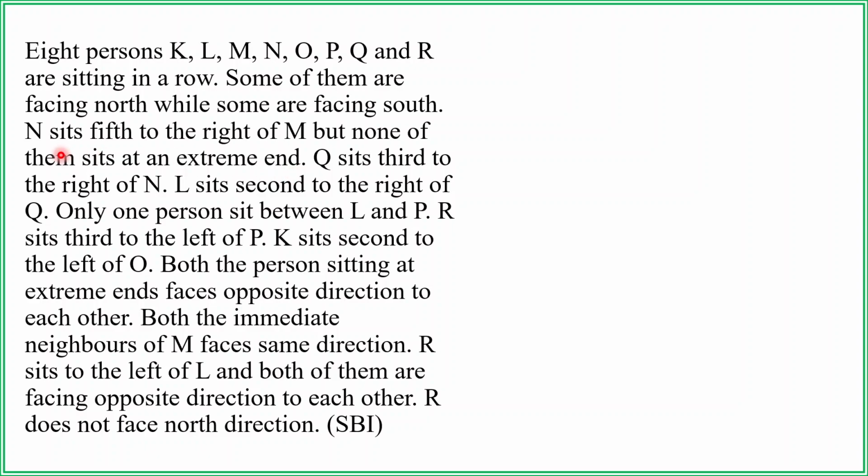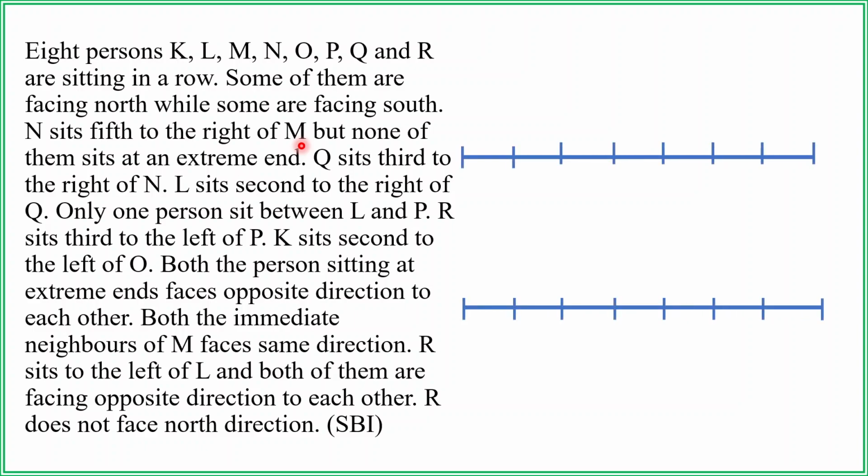So here, since N sits fifth to the right of M, we have two possibilities. Either M will be facing north or M will be facing south. So let's draw the two cases. In the first case, here I am placing M because M is not sitting at any extreme end. So let's suppose in first case M is facing north. The upward arrow means the person is facing north direction and downward arrow means the person is facing south direction. Okay, now N is fifth to the right, so first, second, third, fourth, fifth. So N will be placed here at this position, case number 1.